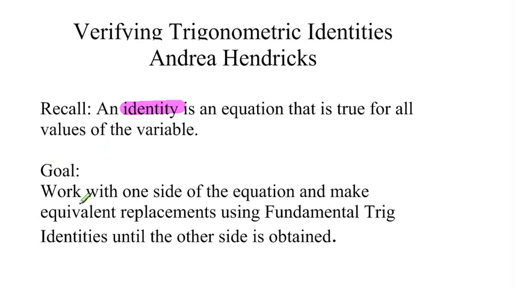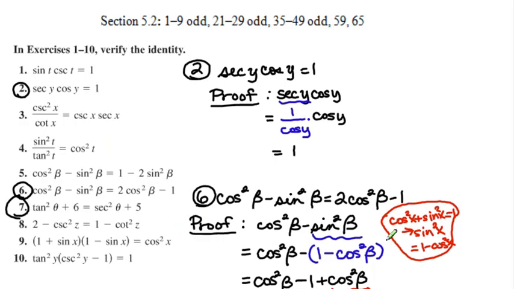Our goal is to work with one side of the equation and make equivalent replacements using the fundamental trigonometric identities until the other side is obtained. So the only problems that you need to worry about from this section in the textbook are these problems that I have listed here, which is also in your syllabus. I've worked through a selection of these problems to give you the feel for how these will be done. So if you have any questions, please don't hesitate to contact me.